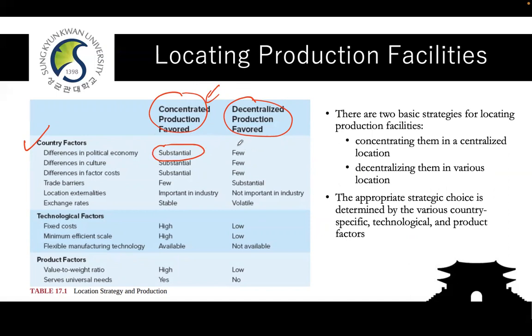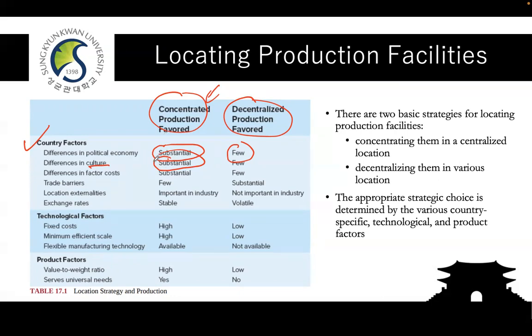But if differences in political economy are few, then you could decentralize, right? You could build in many locations. What about culture? The same thing here. If differences in culture are substantial, we would favor concentrated production at a single location or at a limited number of locations.